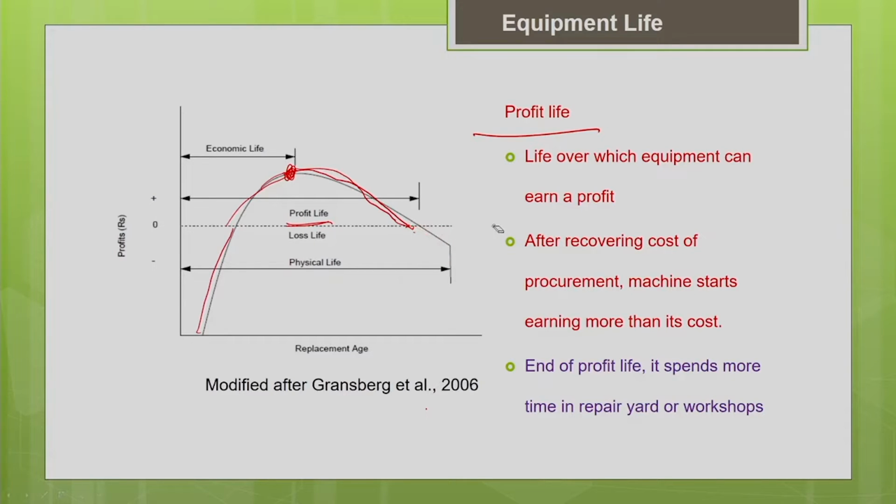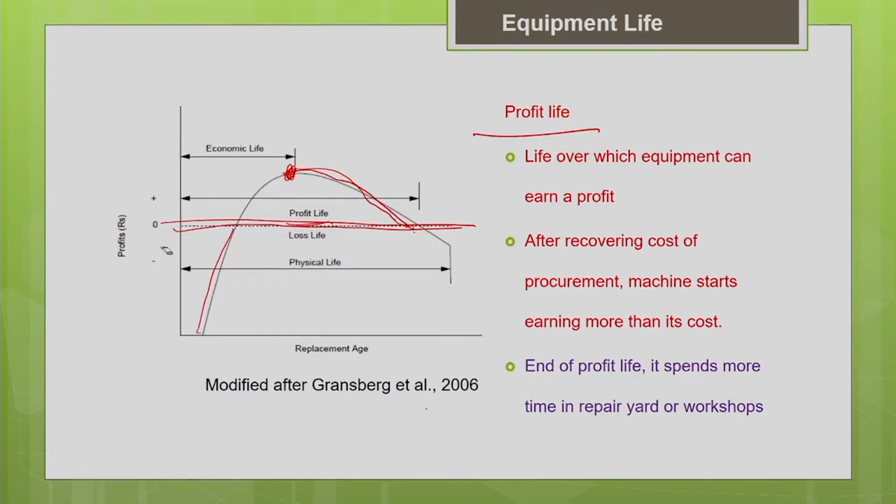Below this 0 is your loss zone. It has entered into the loss zone because it spends most of its time in repair, or its repair and maintenance cost has increased. Basically, in a business we always try to be in the profit zone only. So generally they advise that before the machine enters into the loss zone, we replace the old machine with a new machine while its major parts are still functioning, so that I can sell that equipment at a reasonable price to someone who is interested in buying it.